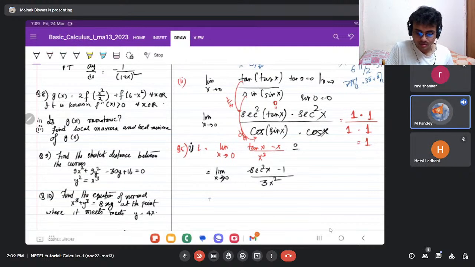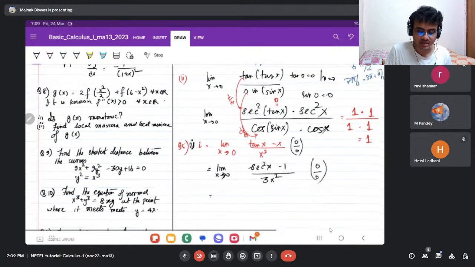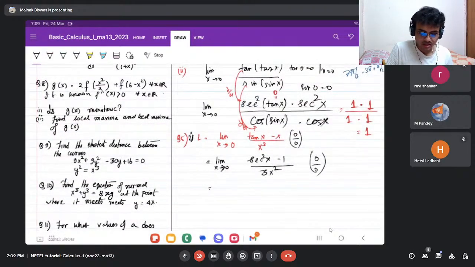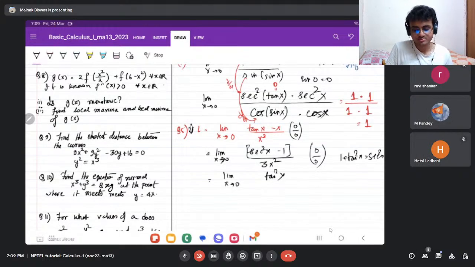Sir, again 0 by 0 form. This is also 0 by 0 form. This is why you are requiring more time. You are blindly differentiating. See, you don't even need to differentiate this again. Why? What is sec square x minus 1? You remember 1 plus tan square x is equal to sec square x, right? Yes, sir. So, sec square x minus 1 is tan square x. Yes, sir. 1 by 3.